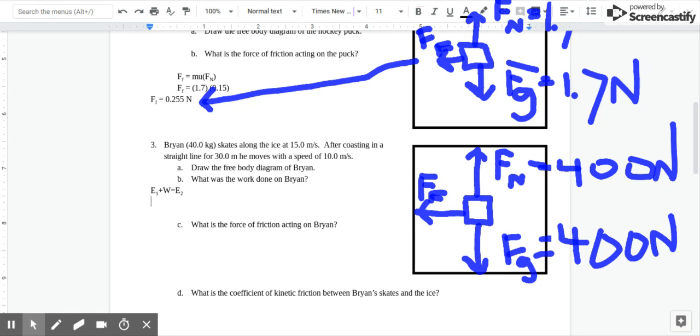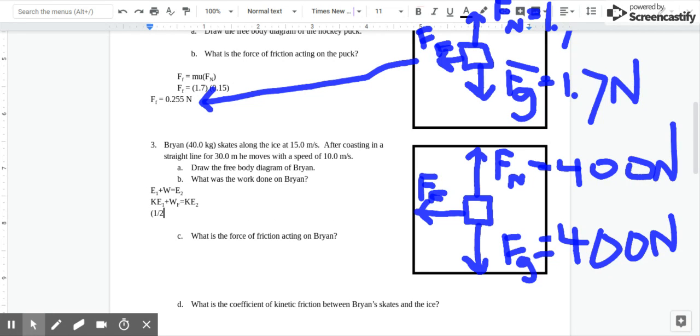So we're going to do, he has KE at first, and this is going to be work of friction equals KE2. So we're going to have 1/2 times 40 times 15 squared plus work of friction is going to be equal to 1/2 times 40 times 10 squared. All right, I'm going to finish this up in the next video.